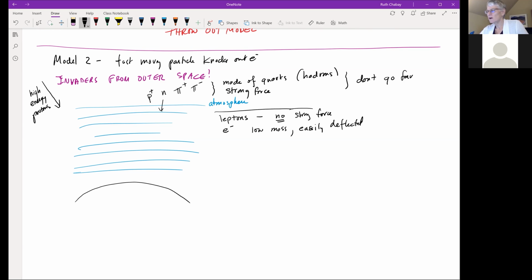But we also get muons, mu plus and mu minus particles. They're like heavy electrons. They're like electrons, but 200 times heavier.